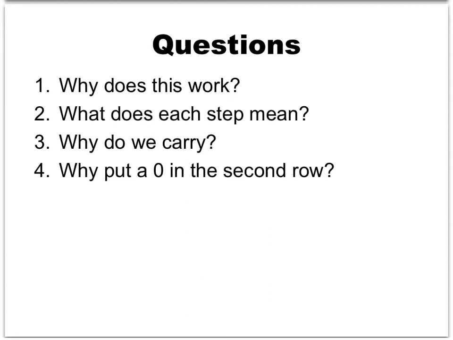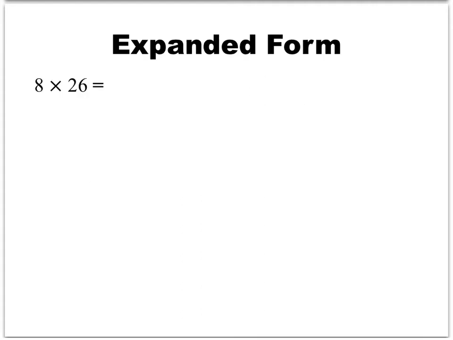Now some questions we might ask are, number 1, why does this work? Number 2, what does each step mean? Why do we have 2 rows below the equal sign, and why do we add? What does that really mean? Number 3, why do we carry? Number 4, why do we put a 0 in the second row of that second example? We're going to try to answer those questions using ideas that we've already talked about.